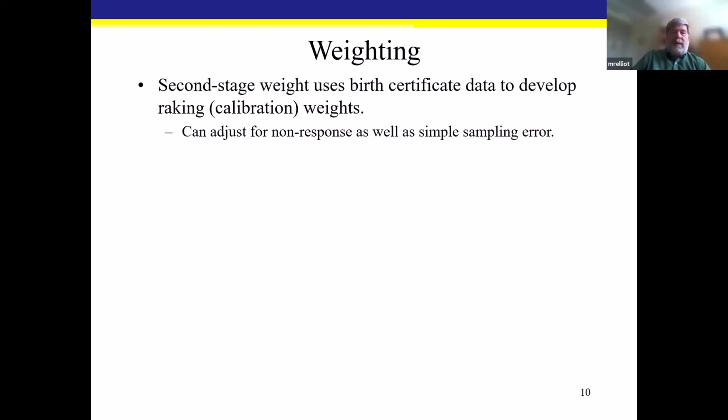So then we had a second stage weight that used what's termed calibration or raking rates. This can adjust for non-response as well as simple sampling error, right? So we went out, we got 1,000 women. It's a fair number of women, but still, relative to the whole population, there still could be some imbalance even by chance, right?